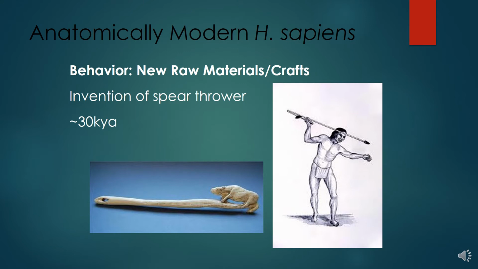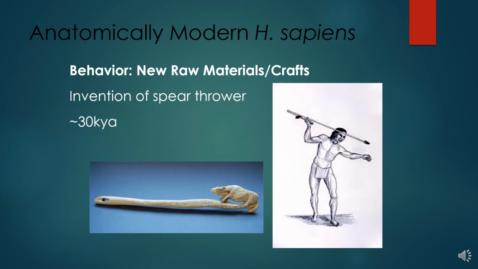Around 30,000 years ago, we have the invention of the spear thrower. This is commonly known as an atlatl. And in this, a hafted spear, so stone tool on a spear. In modern humans, we also see a number of other technological innovations.